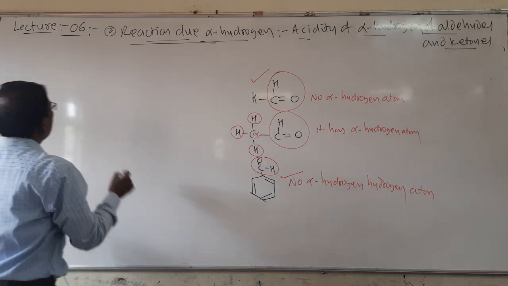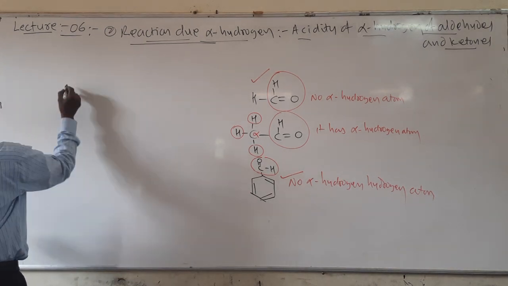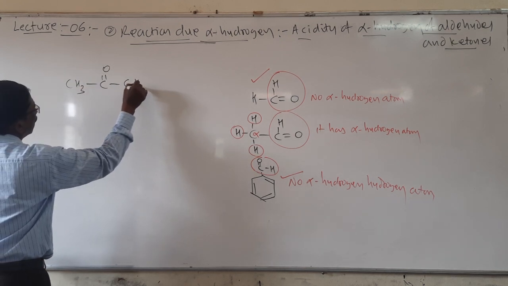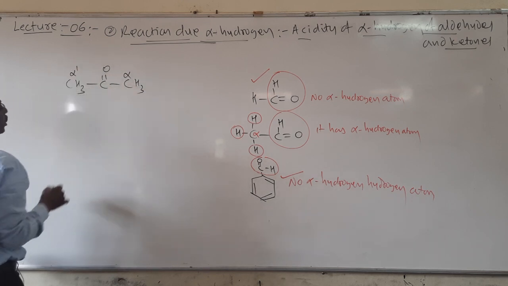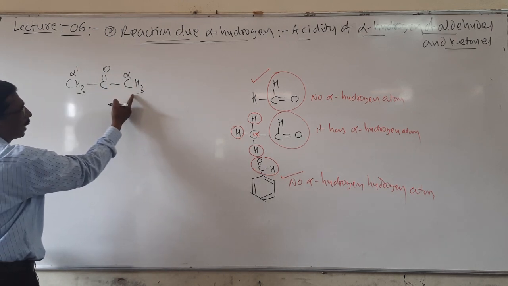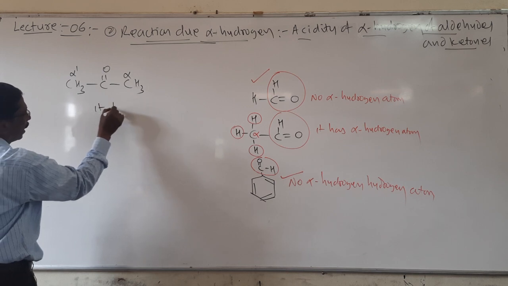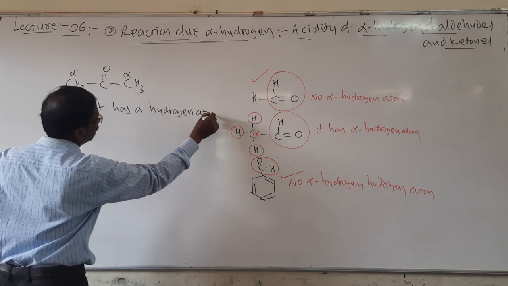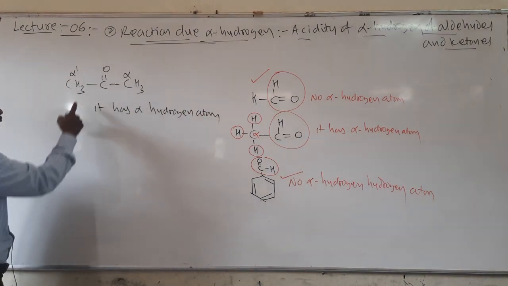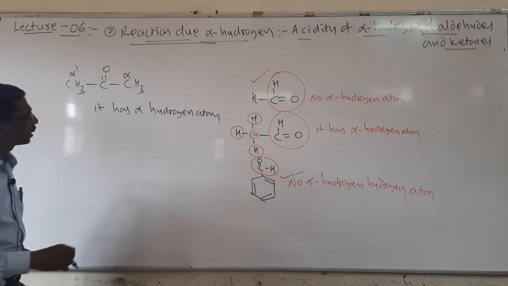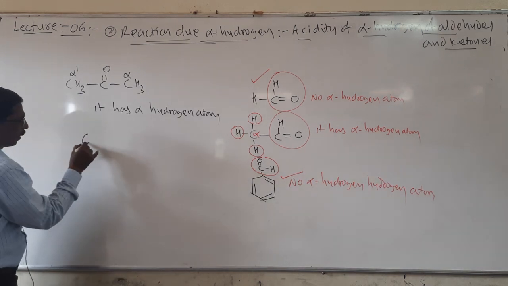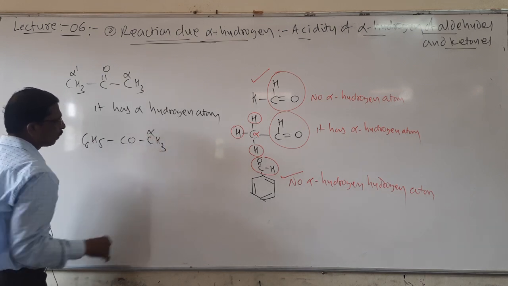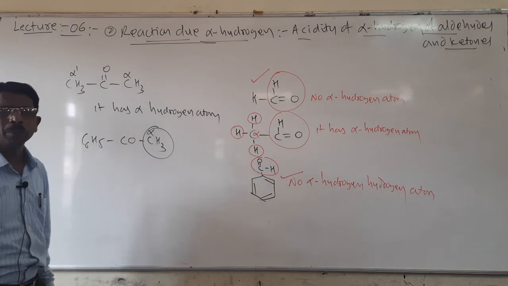And then, students, here is another one, acetone, CH3 C double bond O CH3. Here it is alpha, alpha dash. Look here, it has 3 alpha hydrogens on one side and 3 alpha hydrogen atoms on the other. It has alpha hydrogen atoms. Like this, acetophenone, C6H5 COCH3. Here it is alpha, so it has alpha hydrogen atoms.